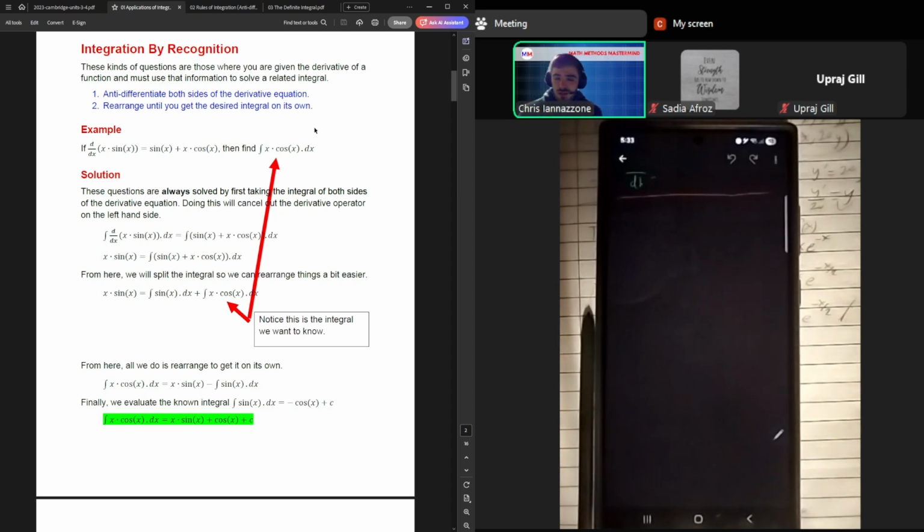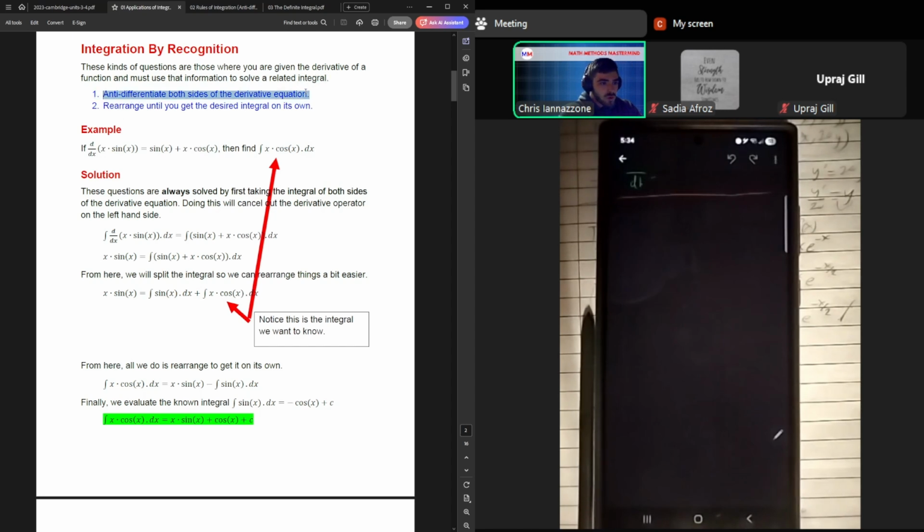These questions you'll be able to identify pretty quickly, in the sense that you'll have some derivative given to you, and you'll have to find some integral, or maybe the other way around. You have some integral and you have to find some derivative out of that. Although I'd be shocked if it was the other way around. A lot of the time it'll look like this.